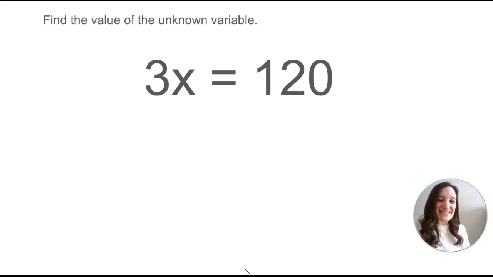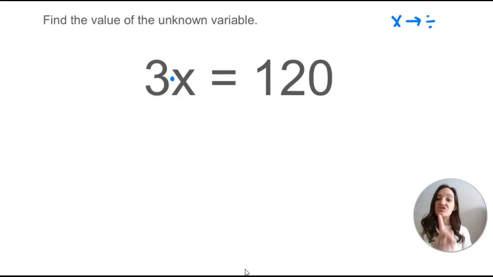So x is being times by 3, and that equals 120. Remember, there is that invisible times sign right there. So how can we isolate x if it's being times? Well, what is the opposite of times? What is the inverse of times? It is divide. So if we have a number and a variable being times, the way we isolate it is by dividing, and that kind of undoes the multiplication.